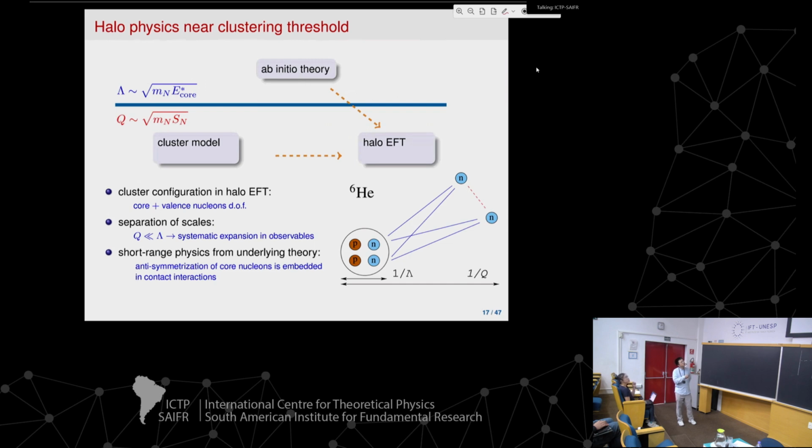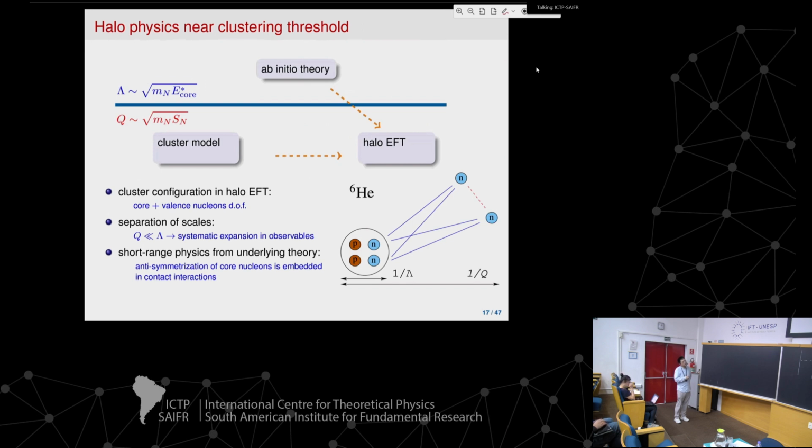You can use the symmetries or information from chiral effective field theory or ab initio methods, and also combine them with these clustering configurations, so basically core plus valence nucleon degrees of freedom, to build your halo effective field theory. The separation of scales, based on this Q over lambda expansion, will help you construct your interaction in this halo effective field theory. And the short range physics from the underlying theory will come in order by order based on these expansions, so it will come in as some contact interactions.